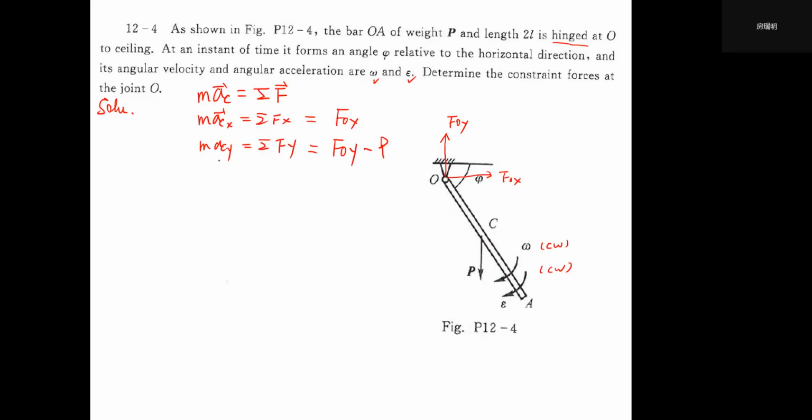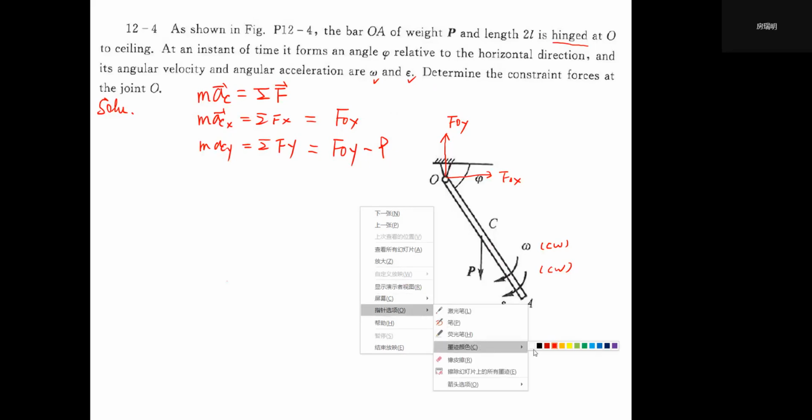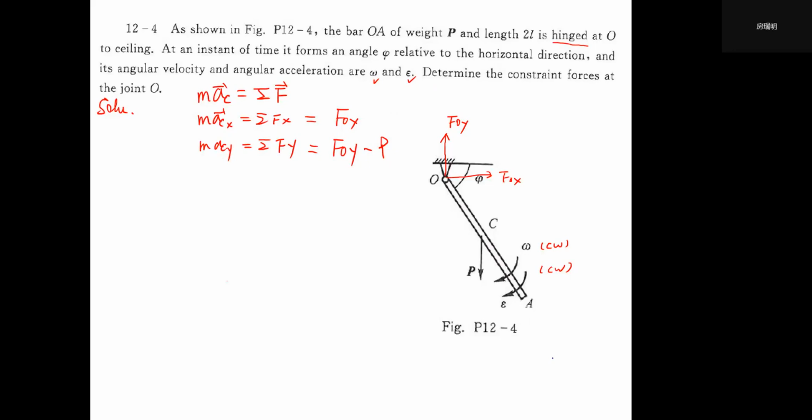the only thing is how to find ACX and ACY. Maybe I should change to another color. We have to use some knowledge points from the middle part of this course, the motion analysis. This OA is a rigid body which rotates around the fixed point O, and point C is the mass center. So we should try to find ACX and ACY.